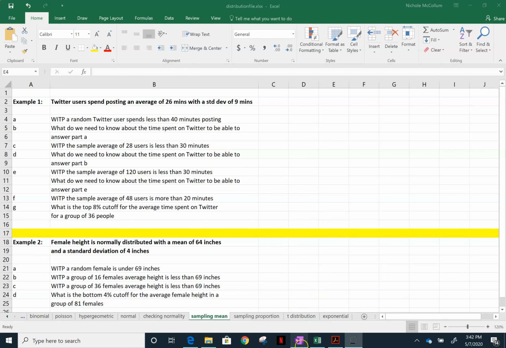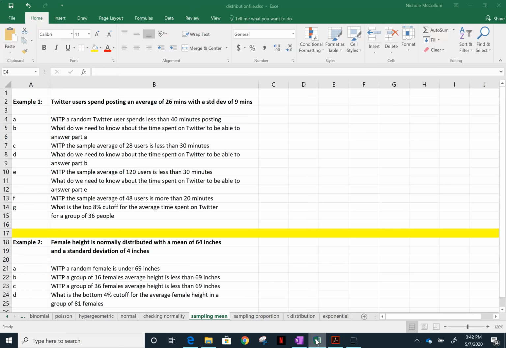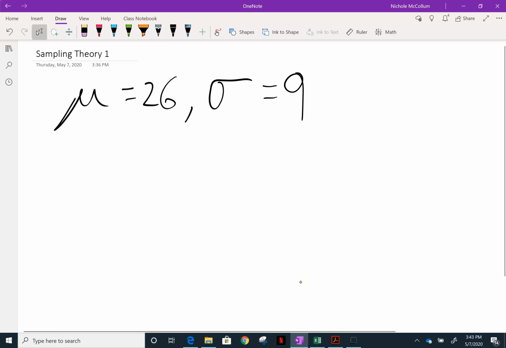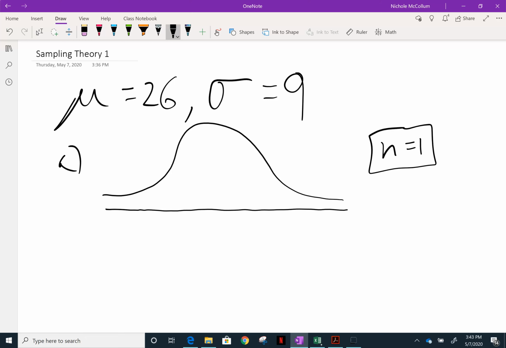Good question. So going over to my data, I know the mu is 26 minutes. I know the standard deviation, let me just verify that, is 9 minutes. All right, from here, part A. The first question is, what is the probability a random user spends less than 40 minutes? Well, because they say it's a random user, we're looking at one single person. That's very important to me. N is 1 in this case. It's a random single person. That's huge when we're doing sampling for the means. This is not a sample. We're looking at one person.